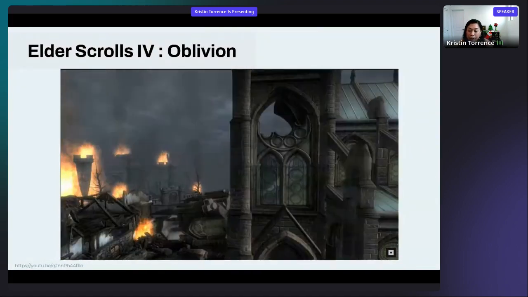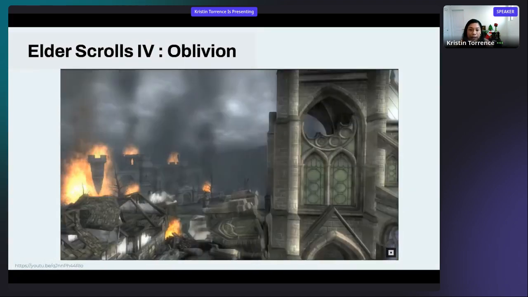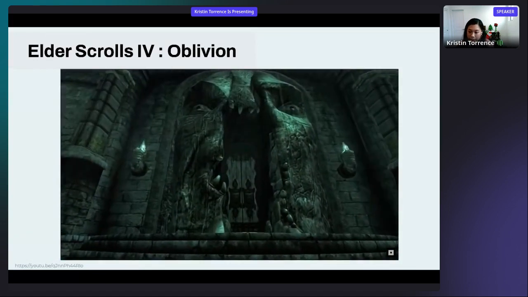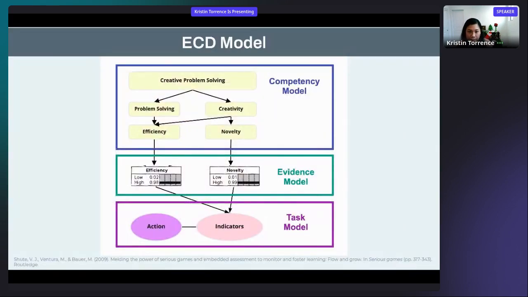Great. So Elder Scrolls is an open world action role-playing game, and it's from about 2006. And here is an overview of what the evidence-centered design model looks like for a small snippet of Oblivion. You can see here how the models flow from one into the next. Efficiency and novelty are really the most observable competency facets in the competency model. So that is where the evidence that we're collecting will inform those competencies.